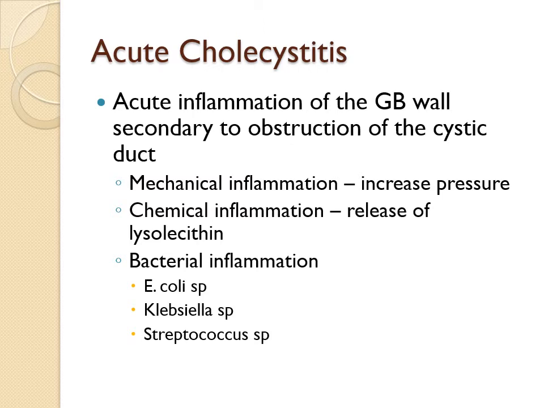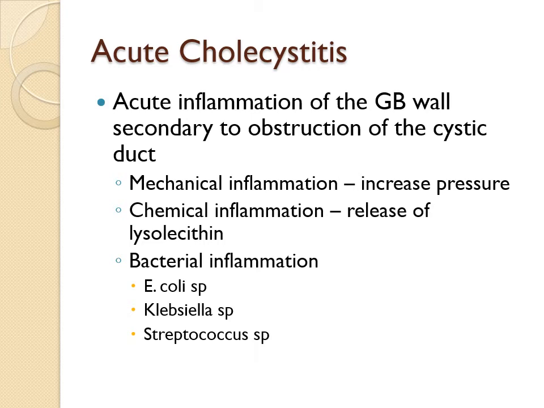For acute cholecystitis, so basically this is an acute inflammation of the gallbladder wall secondary to an obstruction of the cystic duct. So there are three main mechanisms for the development of acute cholecystitis. So one is mechanical inflammation. This is secondary to the increase in the pressure in the gallbladder, secondary to the obstruction of the cystic duct. Then you have your chemical inflammation. The obstruction would trigger the release of your lysolecithin, triggering further the inflammatory cascade. And of course, the bacterial inflammation.